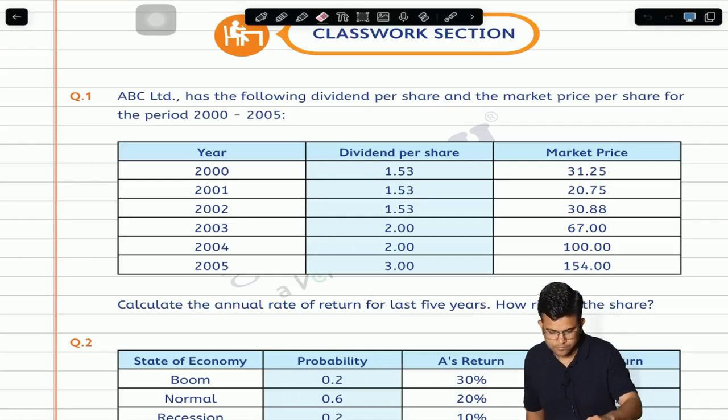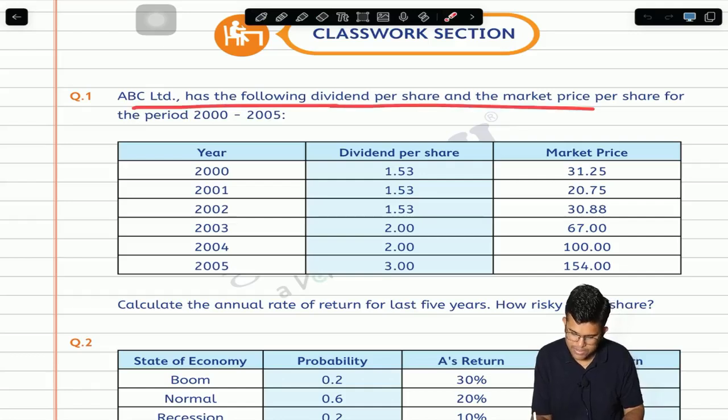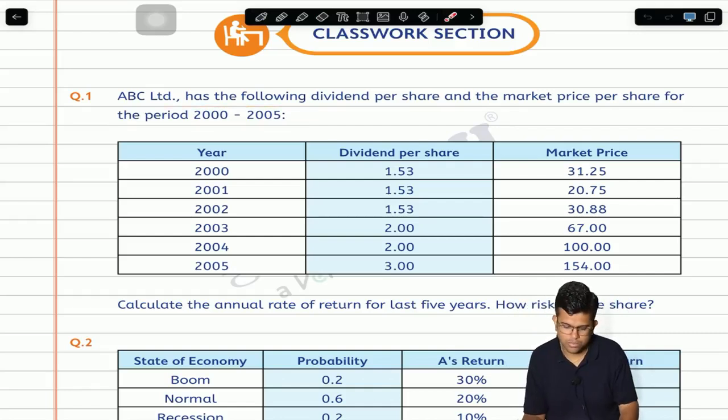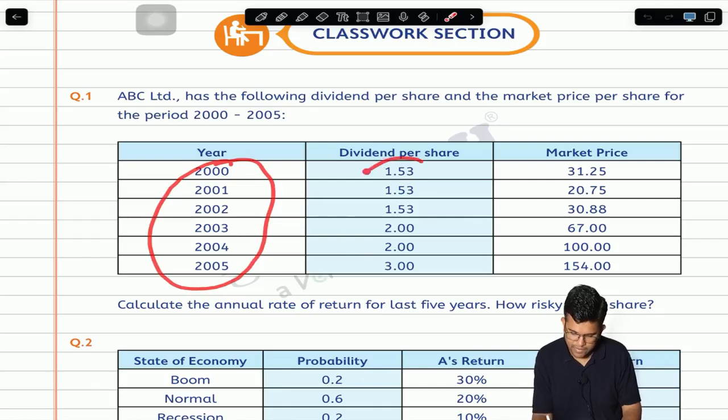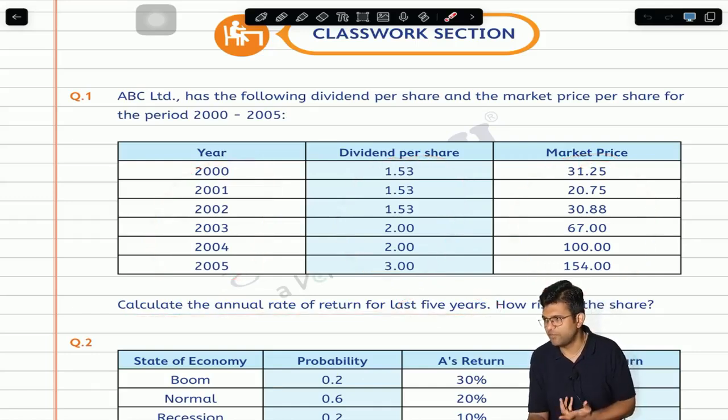Ready? So they're saying ABC has the following dividend per share and market price per share for the year 2000 to 2005. Years 2000 to 2005 are given, dividends are given, prices are given. Calculate the annual return for the last 5 years. Understood now which formula to use? D is given, P is given, we'll be able to easily find. And how risky is the share?